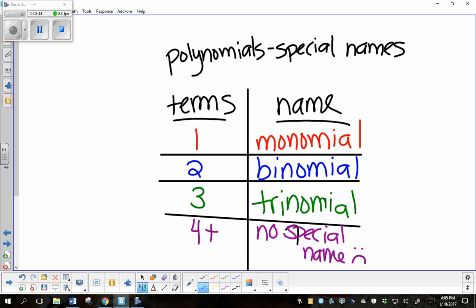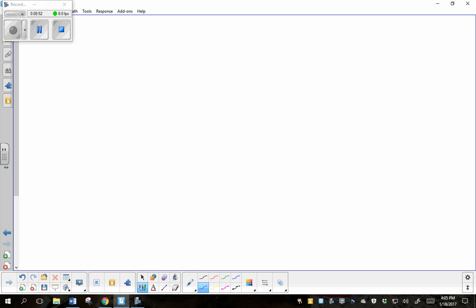So the next thing we're going to talk about is the degree of a term. So I'm going to go to the next page here. So let's write down the definition here. It's our next vocab word. The degree, and that's a vocab word. Let's highlight it. The degree of a term.